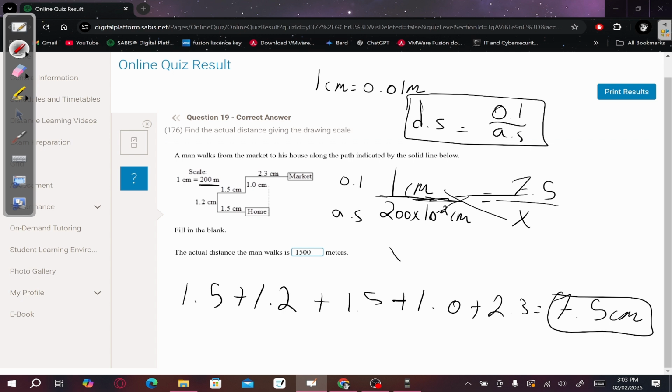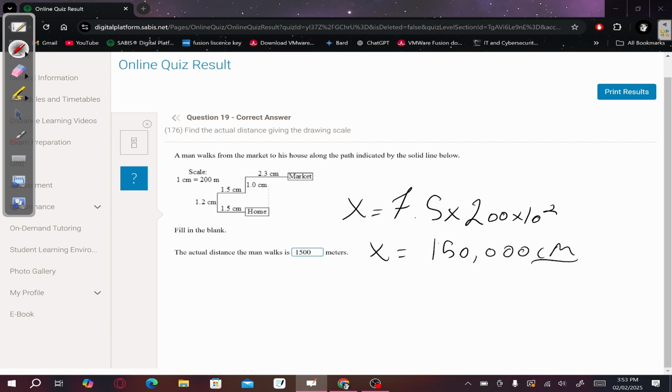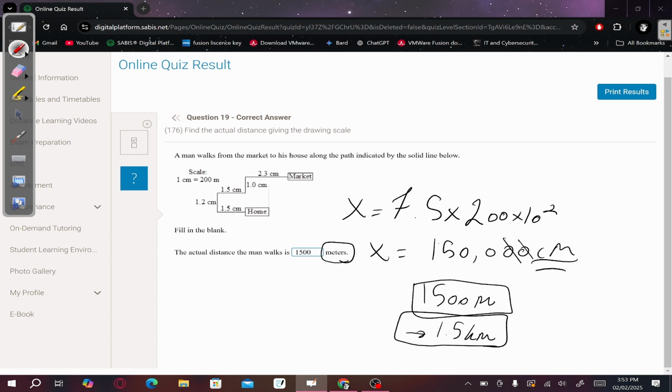So x is going to be equal to 7.5 times 200 times 10 to the power of 2. This gives me 150,000 centimeters. Okay, they want it in meters, so we're going to divide by 100, or simply take two zeros off. So 1,500 meters, which can also be written as 1.5 kilometers, and that is our final answer.